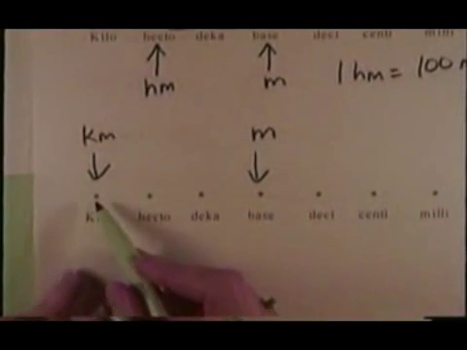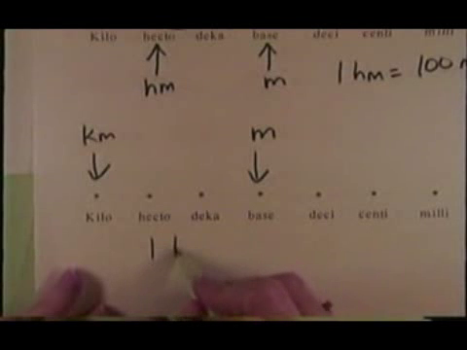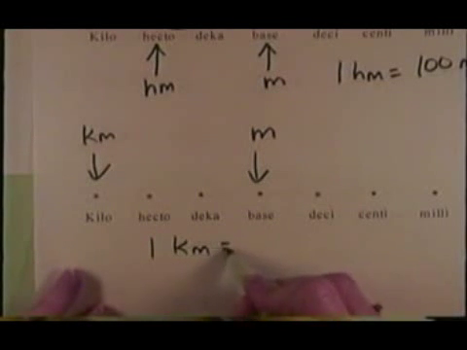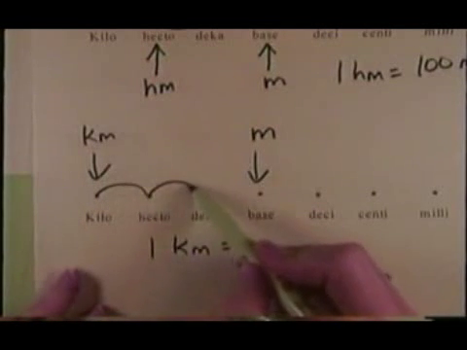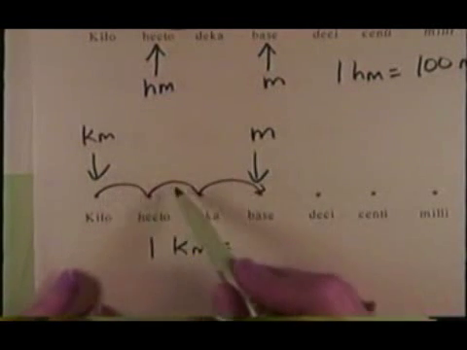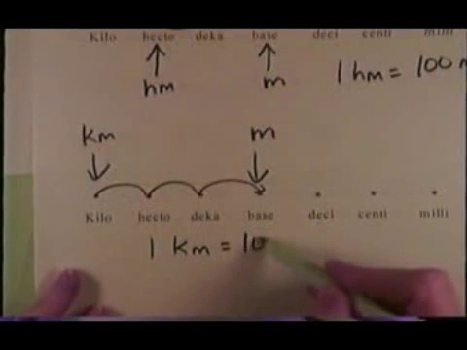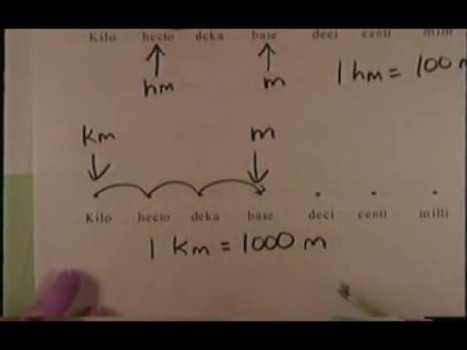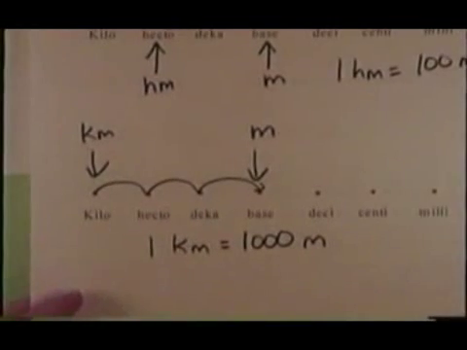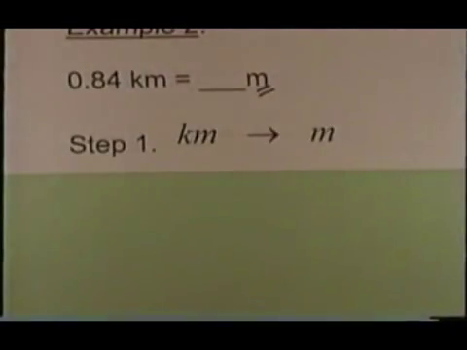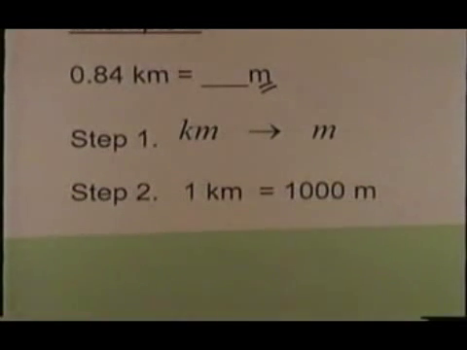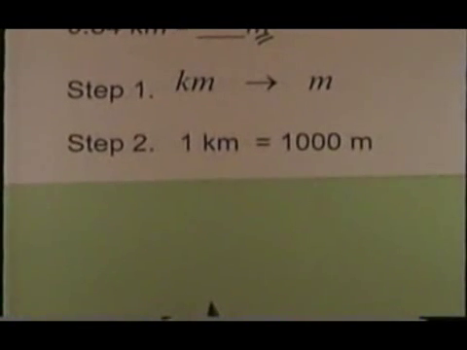Kilometers are on the left, so that makes that larger, so I put 1 kilometer. And then I need to count the moves. 1, 2, 3. 10 times 10 times 10 is 1,000. So there's our conversion fact. 1 kilometer equals 1,000 meters. Okay, which I have here.